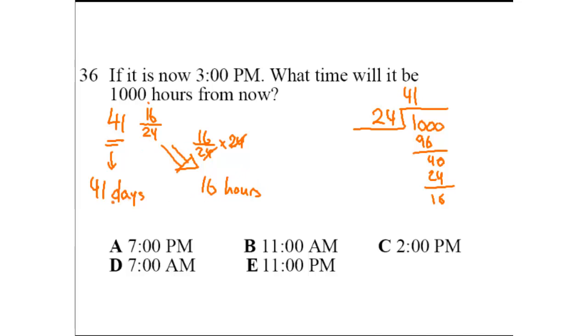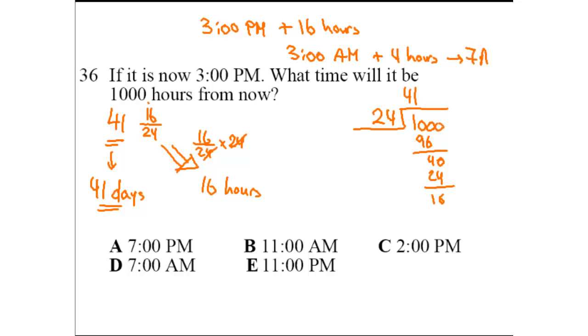Okay, after 41 days, exactly, it's still going to be 3 p.m. So it doesn't matter. Then we're going to add to it the 16 hours, okay? Now, when you add 12 hours, it's going to be 3 a.m. So after 12 hours, it's 3 a.m. Now add 4 more hours, because we originally had 16. It is now 7 a.m. So the answer is D.